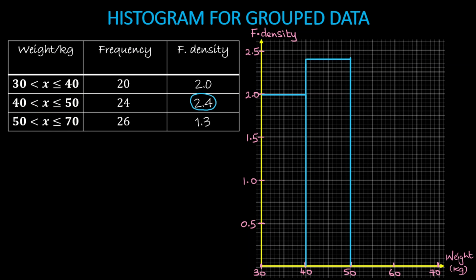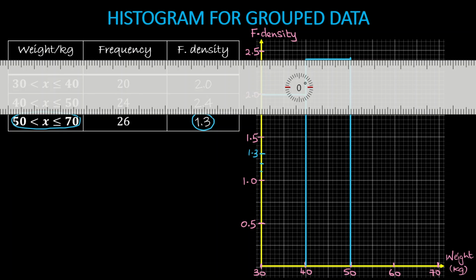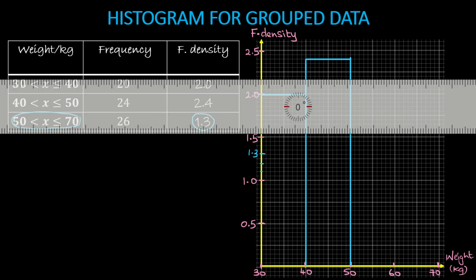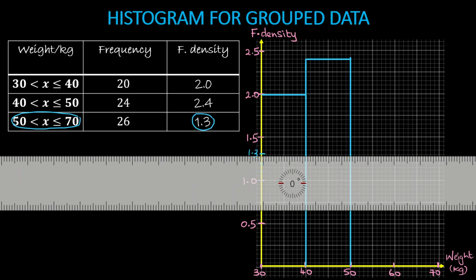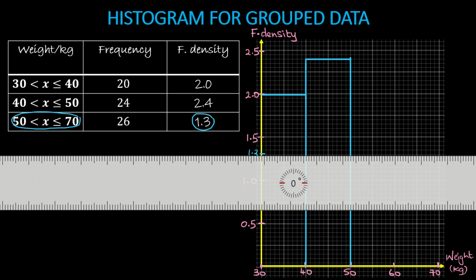Now we have to complete the third bar from 50 to 70, a frequency density of 1.3. Let us locate 1.3 on the vertical axis. This is 1.1, 1.2. So 1.3 is here. Right? Again our ruler. It is already horizontal, so I will place it on the 1.3 mark. This is here.